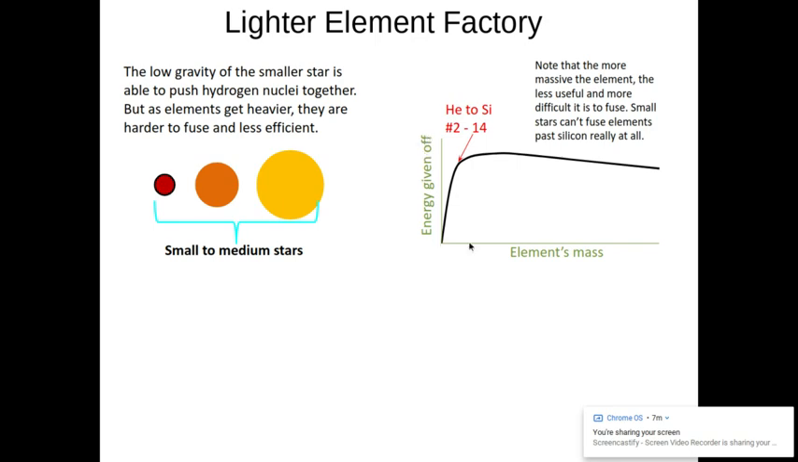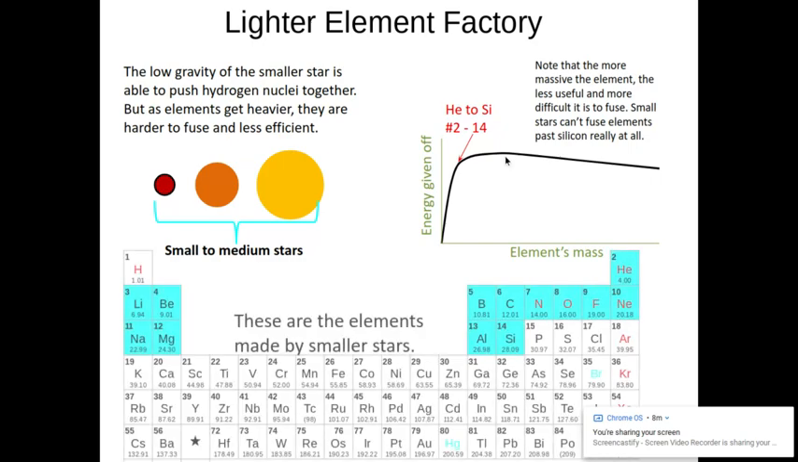So this is a graph of energy given off by the element's mass. The low gravity of the smaller star is able to push hydrogen nuclei together, fusing all those slightly heavier elements. Note that the more massive the element, the less useful and more difficult it is to fuse. Smaller stars can't fuse elements past silicon really all that well. We're only going to get a couple more elements before we actually need to put energy in order to fuse. And if you know anything about stars, they don't want to put energy in. Energy's all going out. So once we get to this element, and it's going to be iron, there will be a death to the star.